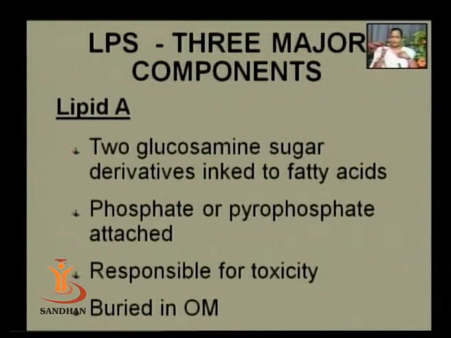Now this part of LPS is responsible for the toxicity, as I told, it is called an endotoxin. This part of LPS is embedded in the outer membrane. You have seen in the previous slide that it is being embedded. So out of 3 parts, lipid A is embedded in the outer membrane.